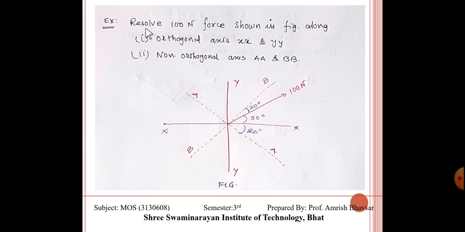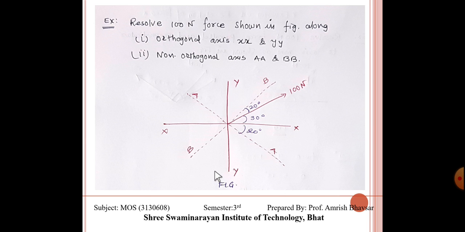Next, resolve the 100 Newton force shown in the figure along orthogonal axes xx and yy and non-orthogonal axes aa and bb. So this is our 100 Newton force, and orthogonal axes xx and yy mean parallel and perpendicular to the x axis, that we have to find out. It is very simple. 100 cos 30 is parallel to xx, and 100 sin 30 is parallel to yy. So along the xx and yy axes, we can calculate with the help of cos and sin.